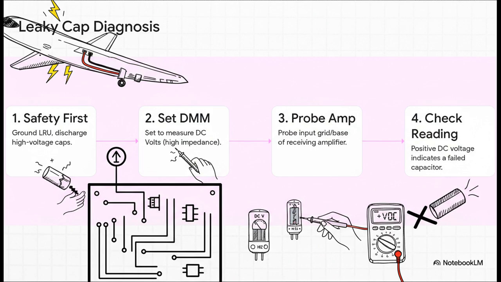1. Safety protocols. Ground the LRU, discharge high voltage caps. 2. Instrumentation. Set your DMM to measure DC volts with high impedance. 3. Execution. Probe the input grid or base of the receiving amplifier stage. 4. Failure indication. A positive DC voltage reading indicates the dielectric of the upstream coupling capacitor has failed, leaking DC from the previous stage's plate and disrupting the bias of the current stage.